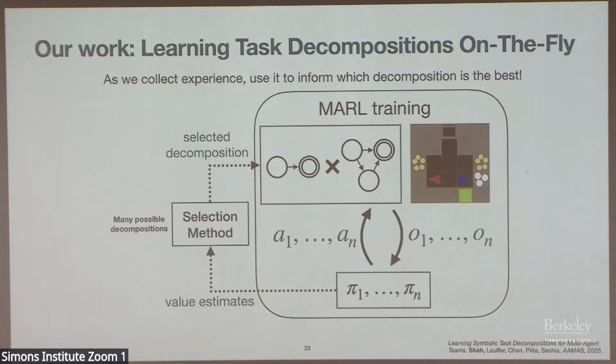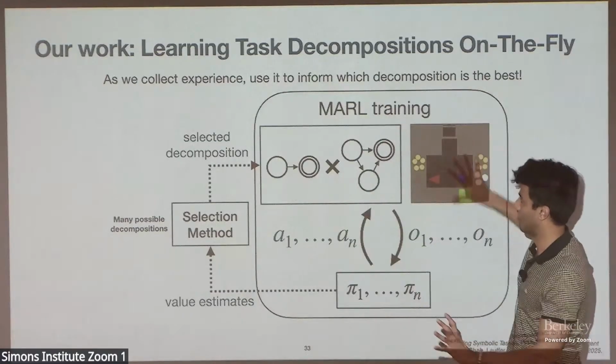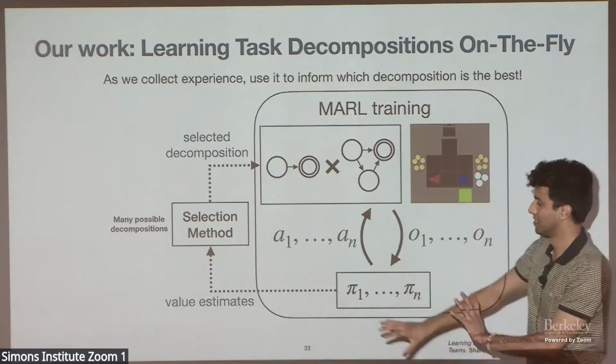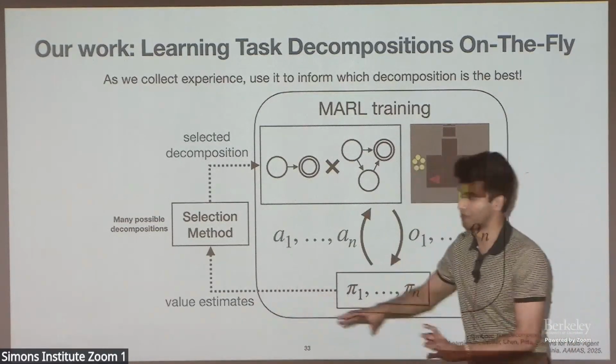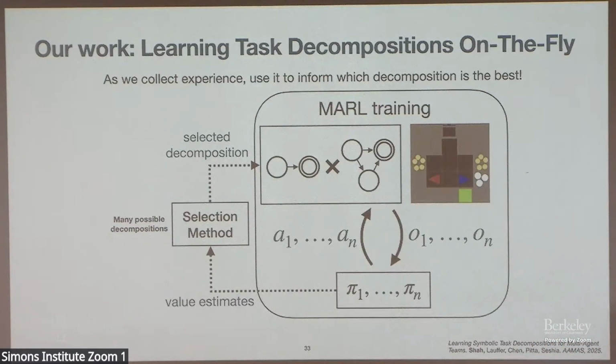Those agents are going to try and accomplish the task that I assigned to them. Based on whether or not they accomplished it, they will get some feedback and they'll update their policies accordingly. And then I, as the overall manager of this process, will get some estimate of whether or not those agents were good at the subtasks I assigned them. And I will use that to update the selection method of, okay, which decomposition should I pick next?